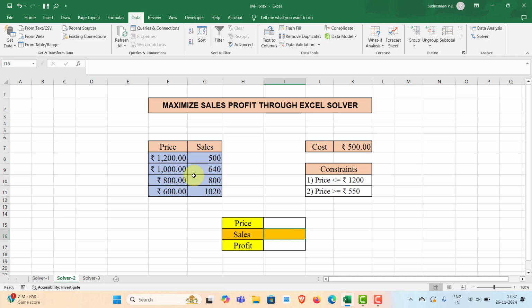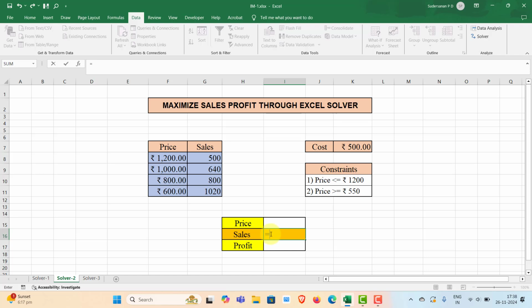So based on the past data, we should be able to predict the sales for a given price. I am assuming the sales is a linear function of price. So how do you predict the sales? To predict the linear variation, we have the trend formula in Excel. So sales you can predict here.